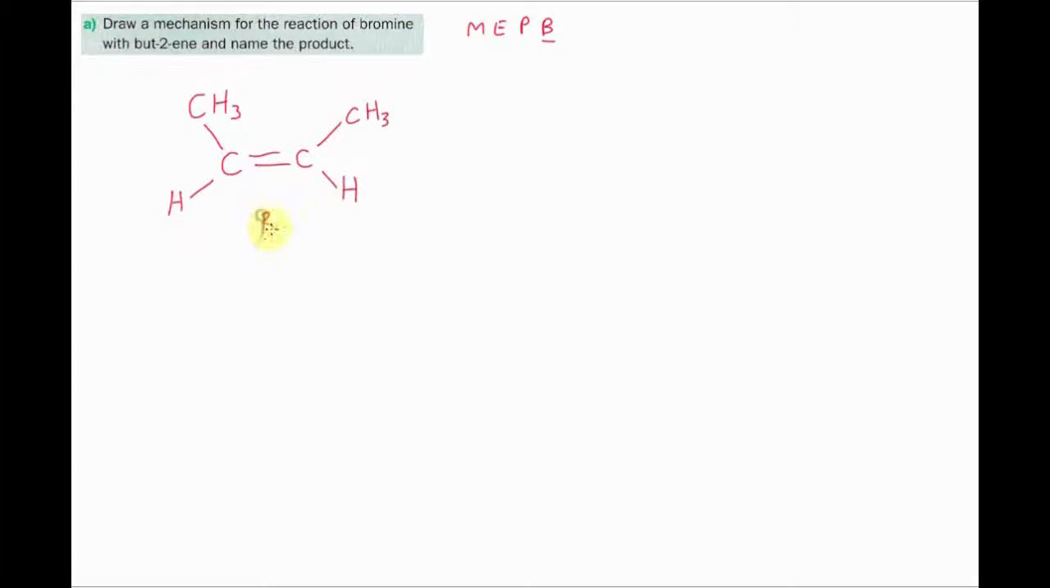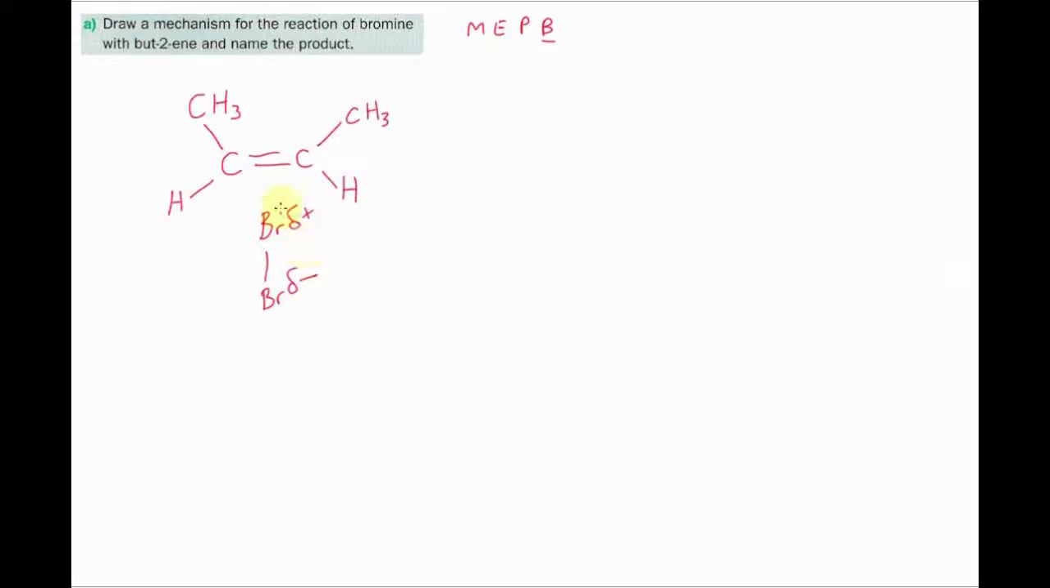So we've got our bromine molecule, Br2, that approaches the double bond. Now the double bond is rich in electrons, in negative charge. So the shared pair of electrons between the two bromines will be repelled by this negative charge as that bromine approaches. So the shared pair of electrons are going to move in that direction towards this bromine. So this one ends up with a partial negative charge and this one ends up with a partial positive charge, like that.